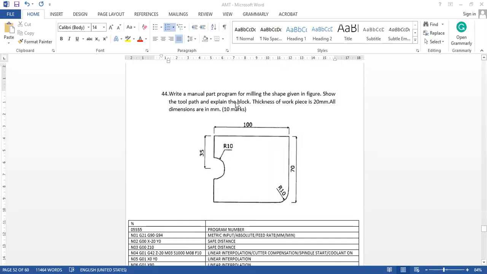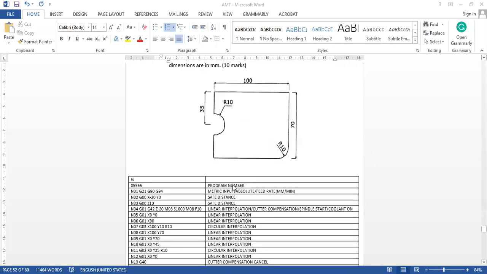Okay, so the question is, write a manual part program for milling the shape given in the figure, and show the tool path. Tool path means this is the tool path. This is the origin, and this is my tool path. This is the tool movement like this. Show the tool path and explain each block, and the thickness of the workpiece is 20 millimeter. All dimensions are in millimeter.